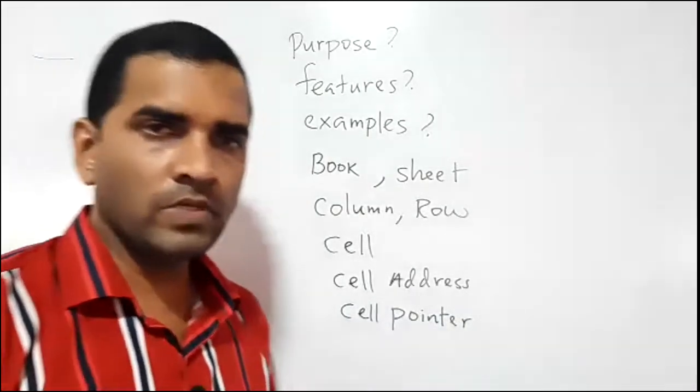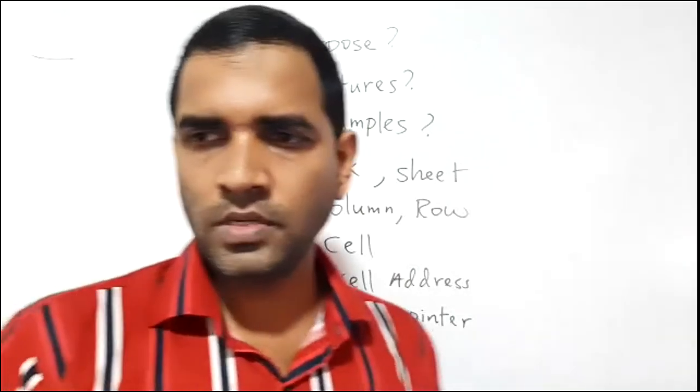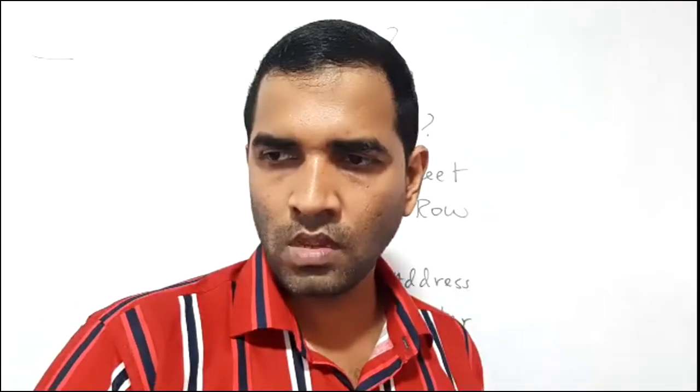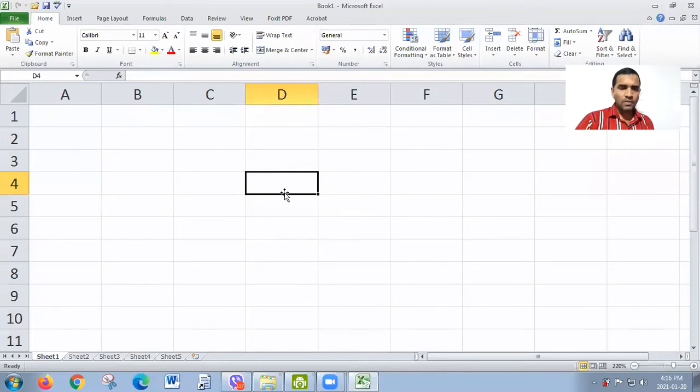Right, then we should understand the term cell pointer. As the name implies, this component can point to a cell. Look here, there are thousands of cells, but now I click on this cell and you can see a dark border in that particular cell, D4. Now you have many cells, but D4 gets this dark border.